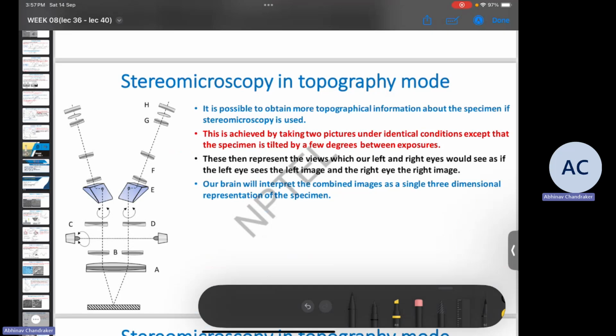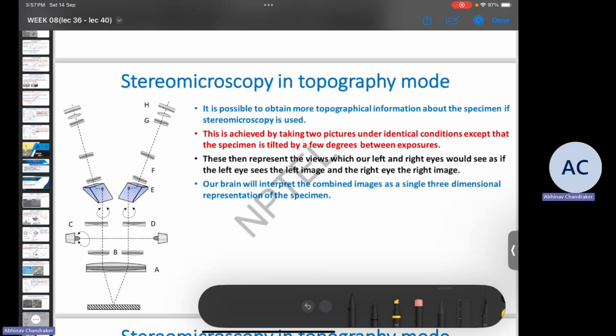Now there is also another mode of measurement of topography called topography mode, which uses a stereo microscope. So here instead of just using one detector, we have two detectors. Sorry, we do not have two detectors. So instead of just using one particular image, we tilt the specimen and take another image.